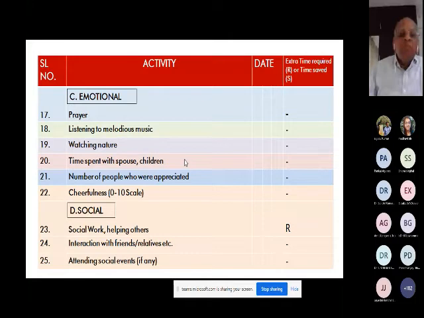Then the social aspect, like doing social work, helping others, interaction with friends and relatives, attending social events. So when you come to the lifestyle, you can go to the next slide.